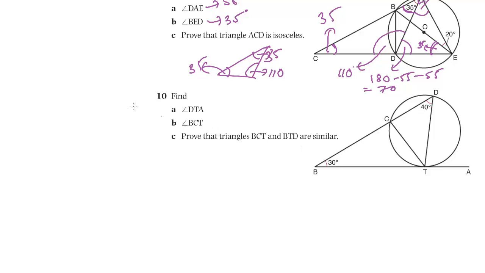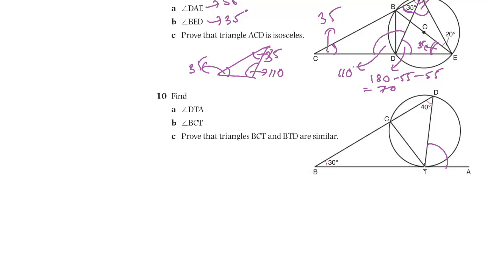Now let's do this final example. We have to find angle DTA. So DTA, we have to find this angle. So let's see what information we have right now. Well, first of all, we have a tangent. And the tangent rule that comes to mind is the alternate segment theorem.